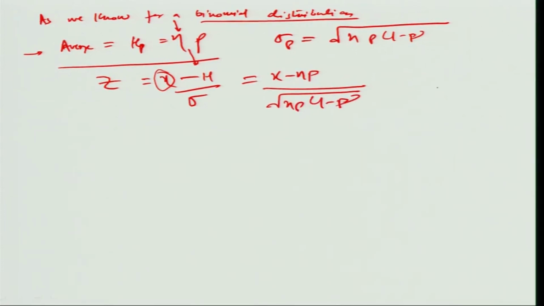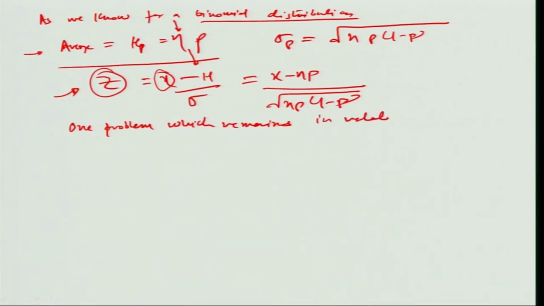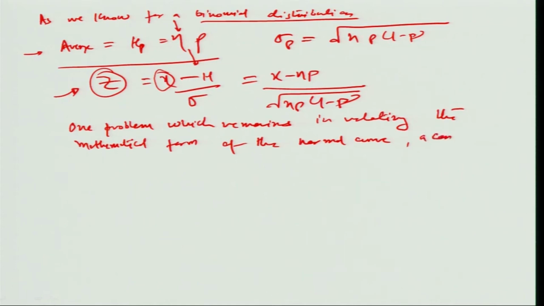So, although we can try to calculate a z variate in this manner, one problem which remains is relating the mathematical form of the normal curve, which is a continuous distribution, and the binomial distribution, which is a discrete distribution function.